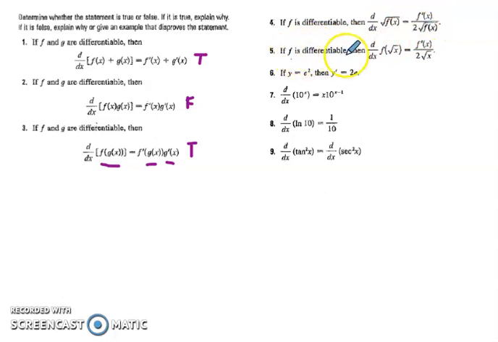5 says, if f is differentiable, then the derivative of the f of the, oh, these are two different. This one is the square root of f of x. This is f of the square root of x. So let's do these down here.